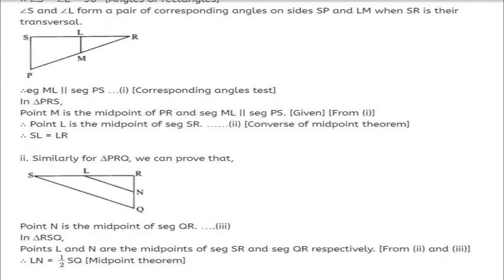In triangle RSQ, points L and N are midpoints of segment SR and segment QR respectively, from equations 2 and 3. Equation 2 tells point L is the midpoint of segment SR and equation 3 tells point N is the midpoint of segment QR. So we have two midpoints now, L and N. We can apply the midpoint theorem for this triangle and say that the line segment joining the midpoints, that is LN, is equal to half of the third side, that is half of SQ here.